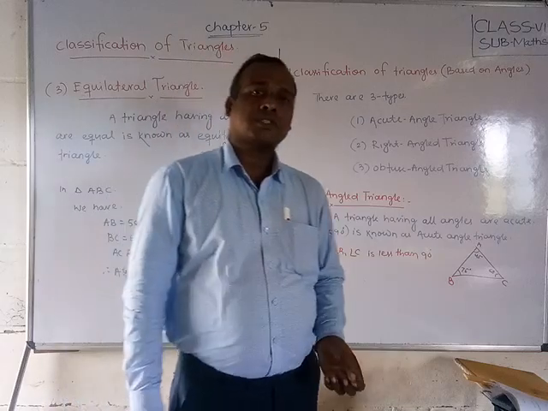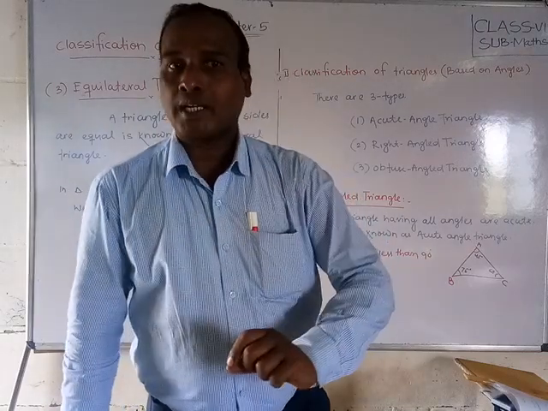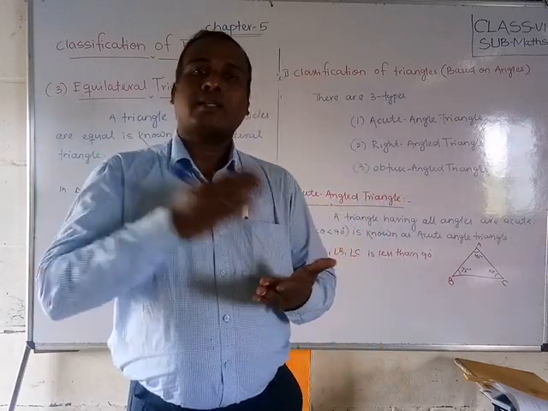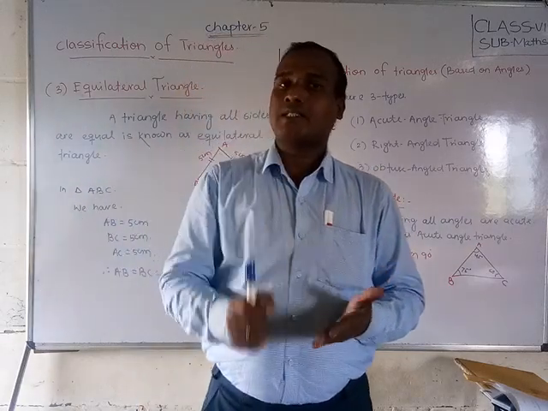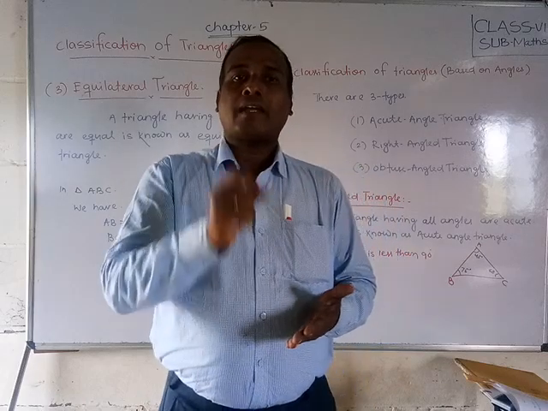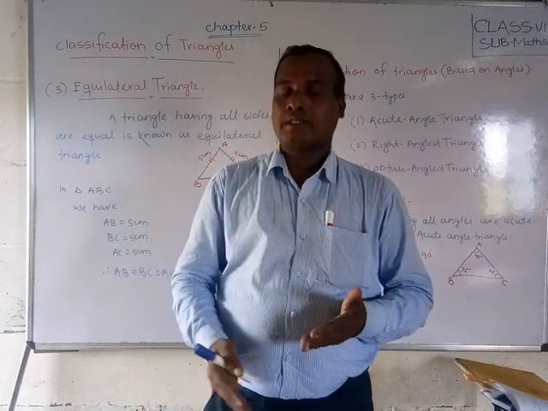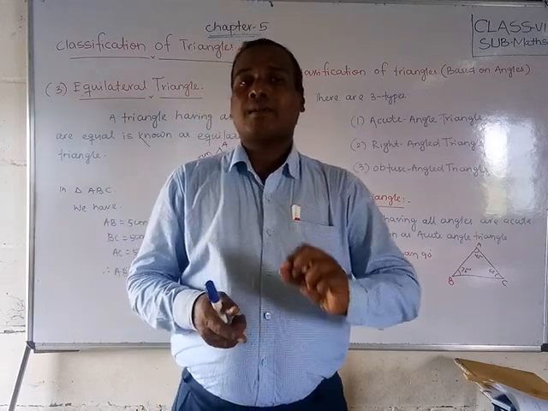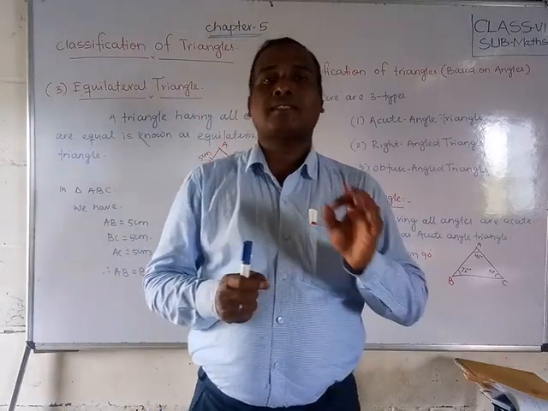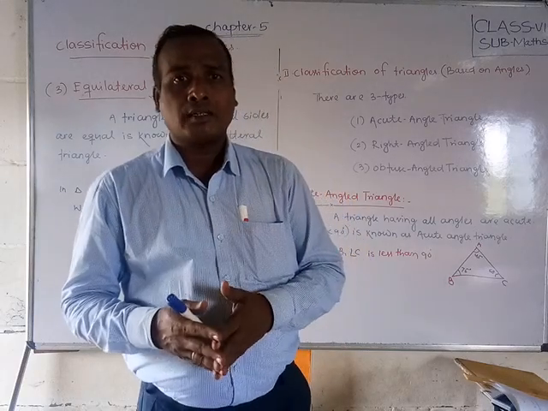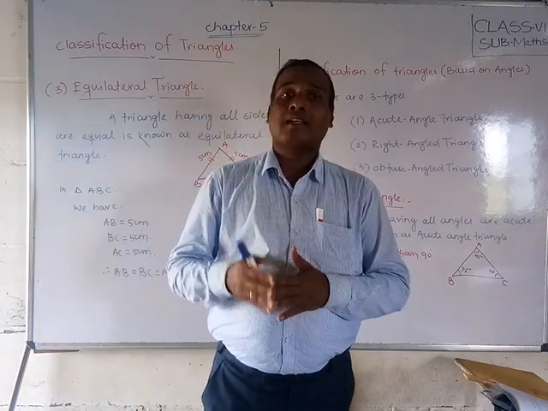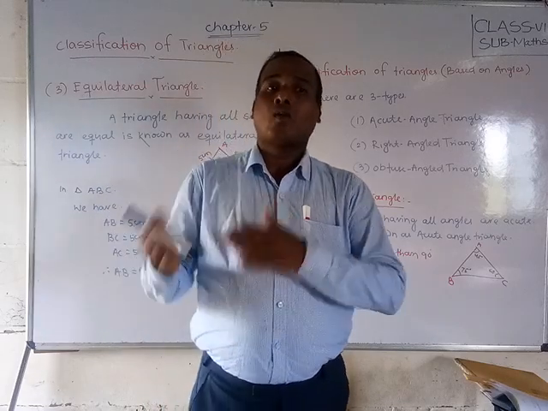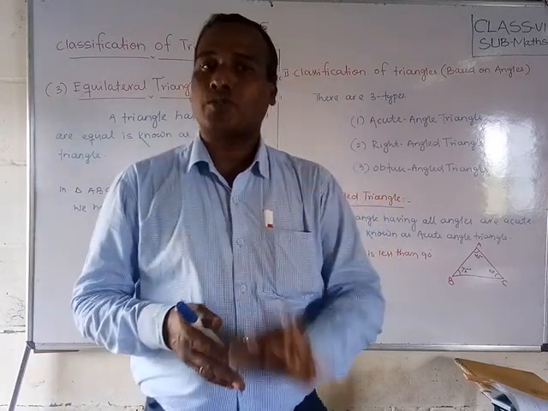I have already explained to students what an acute angle is. Acute angle means the angle lies between 0 and 90. A right angle means the measurement of the angle is 90 degrees. What is an obtuse angle? An obtuse angle means the angle is more than 90 degrees and less than 180 degrees. That is called an obtuse angle.